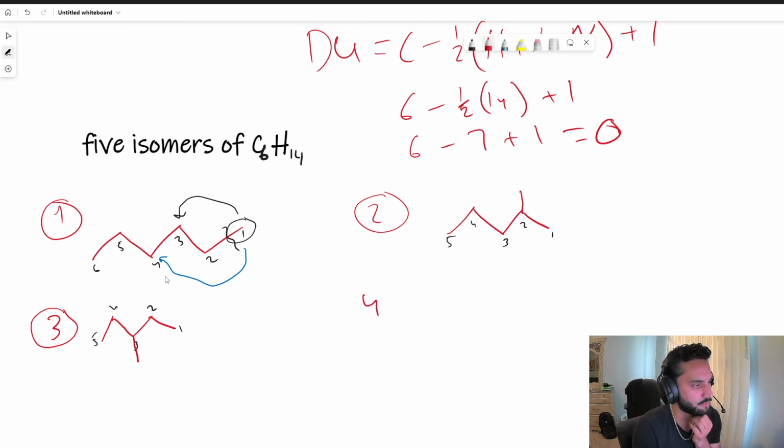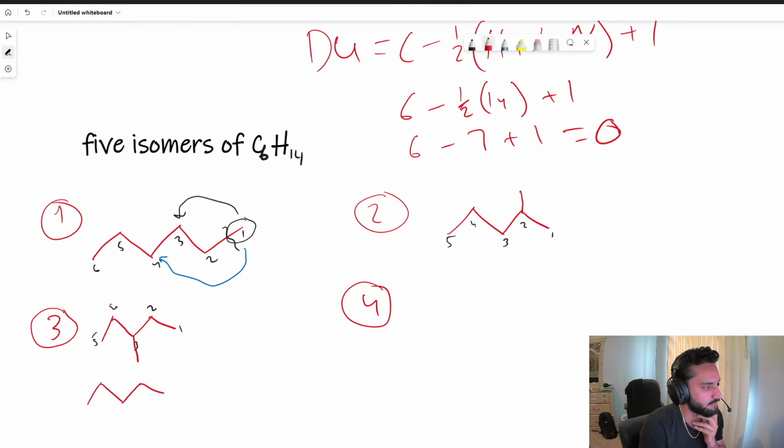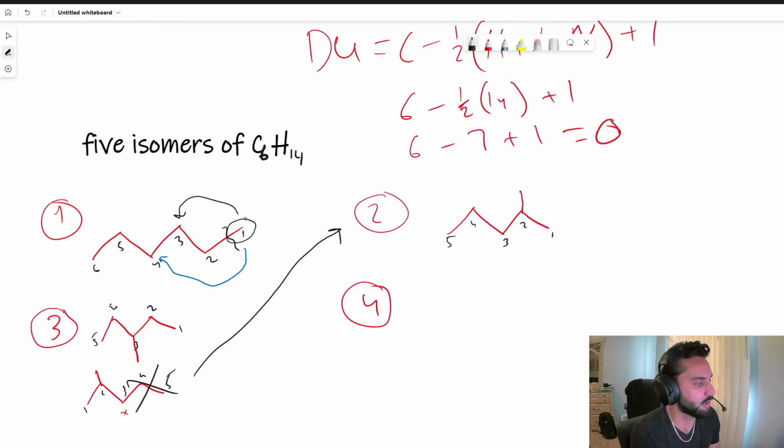So let's do number 4. We need 2 more. If I were to move this to number 4, it would actually give us back this original compound number 2. So let me just draw that. 2, 3, 4, 5. If I were to move it from here to here, I would need to start numbering them again from the left now. 1, 2, 3, 4, 5. And it looks exactly like this one. So this doesn't work out anymore, moving 1.